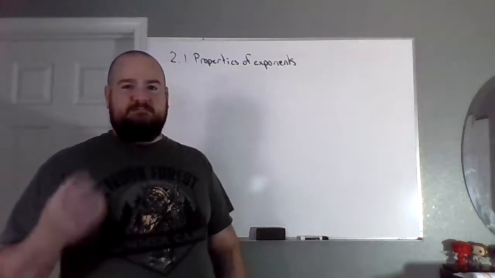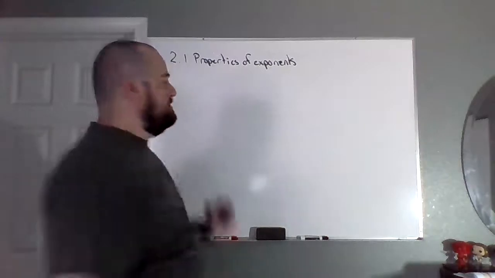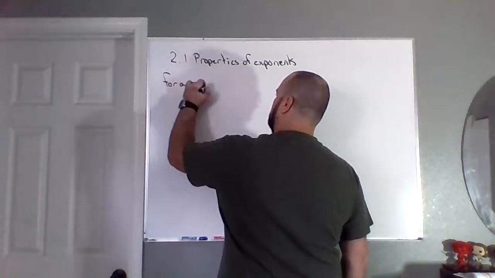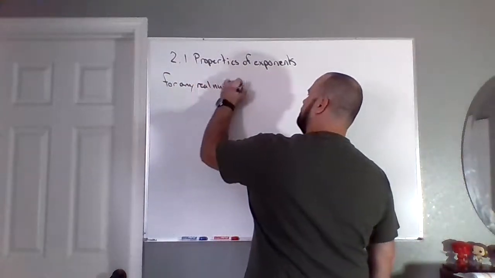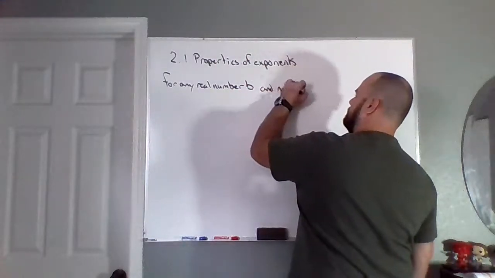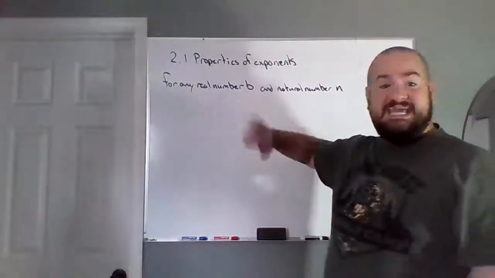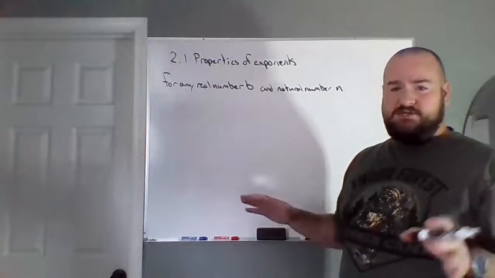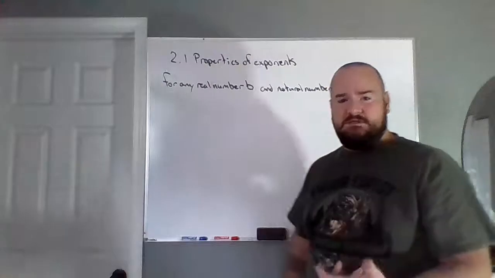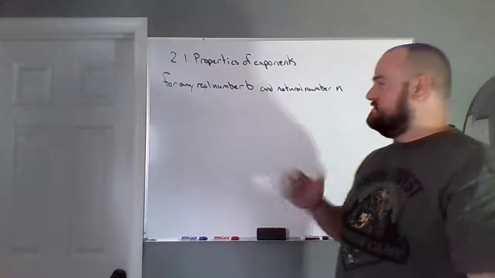So the first thing we need to do is get a base definition of what it means for something to be an exponent, what an exponent does, what it is. So we say that for any real number b and natural number n. So b is just any real number, so any number we want as long as it's not an imaginary complex number. And n is a natural number. So natural numbers are our counting numbers, that is our 0, 1, 2, 3, 4, 5, all the way up. So not negatives, just 0 up.